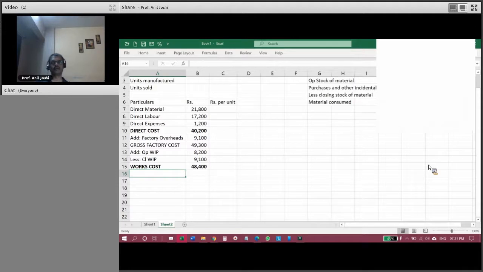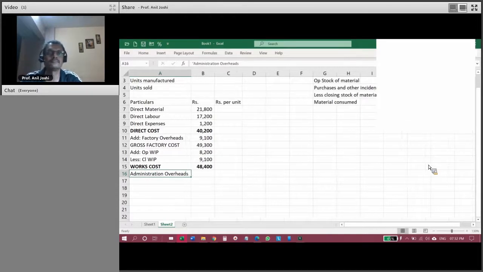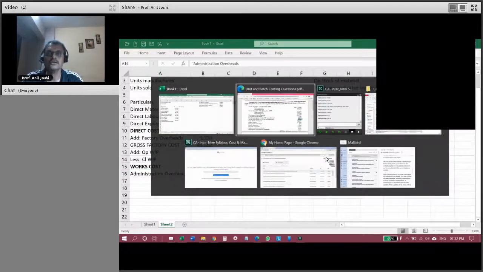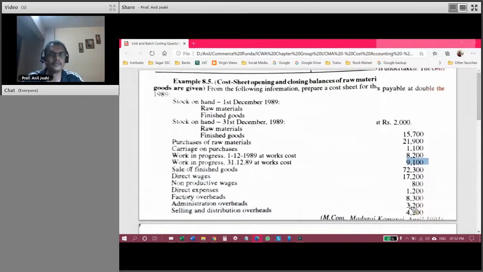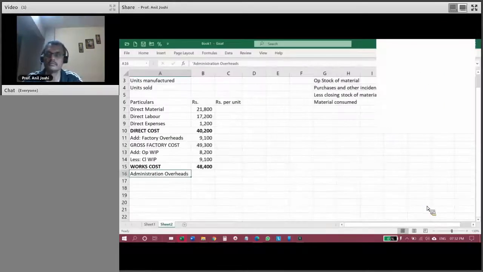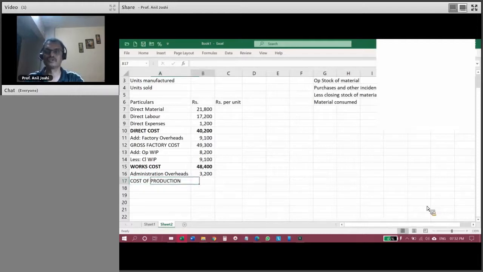No, WIP you have already done that adjustment. How many times you will do? Now outside the factory, the first cost that you incur is called administration overheads. Correct? So what are administration overheads? 3,200. So once you add this and this, now what you get is cost of production.